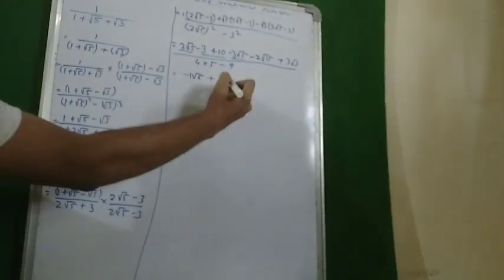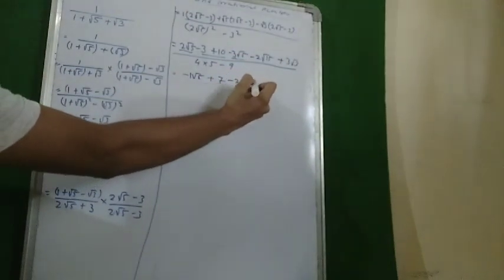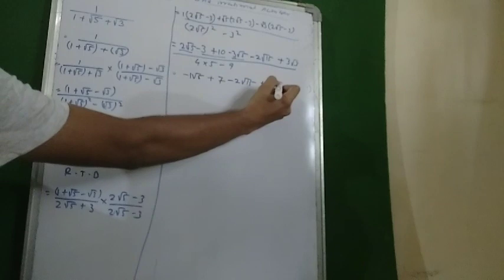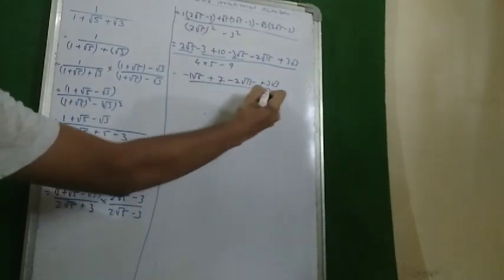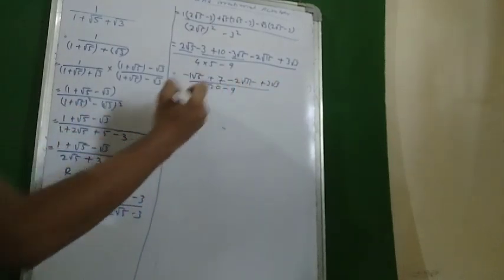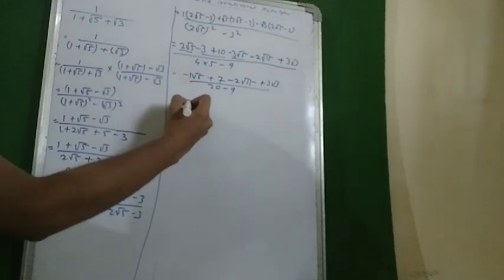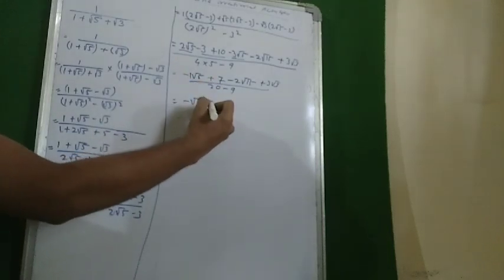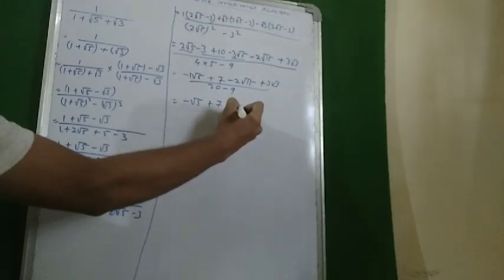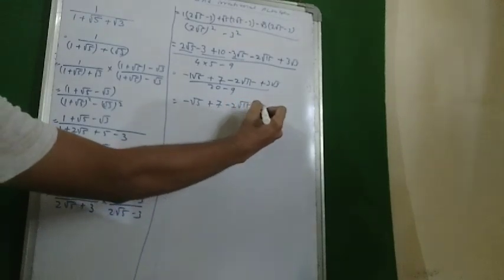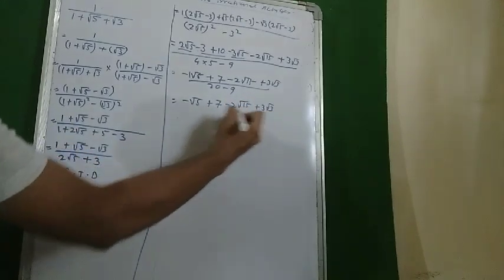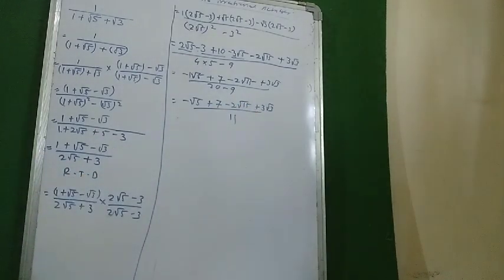This and this is solved. And they are not like terms, so I write it as it is, plus 3 square root of 3. And in the denominator 4 5s are 20 minus 9. So this is minus square root of 5 as it is, plus 7 minus 2 root 15 plus 3 root 3 upon 11.